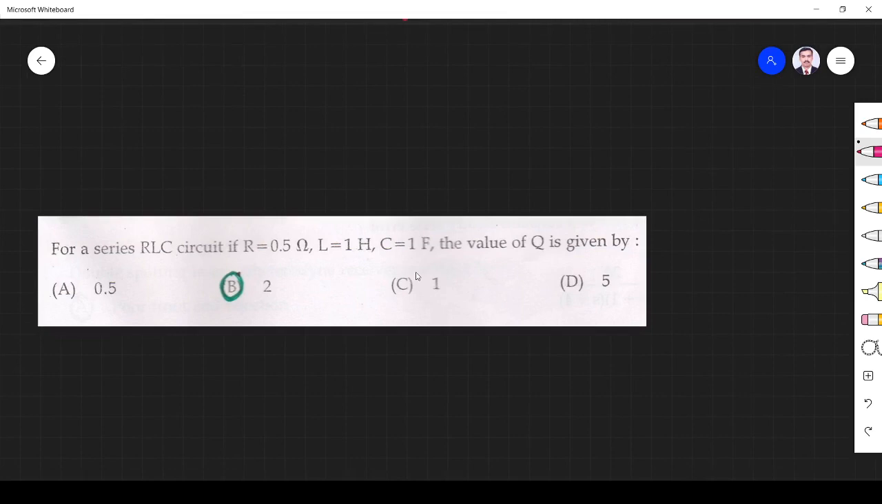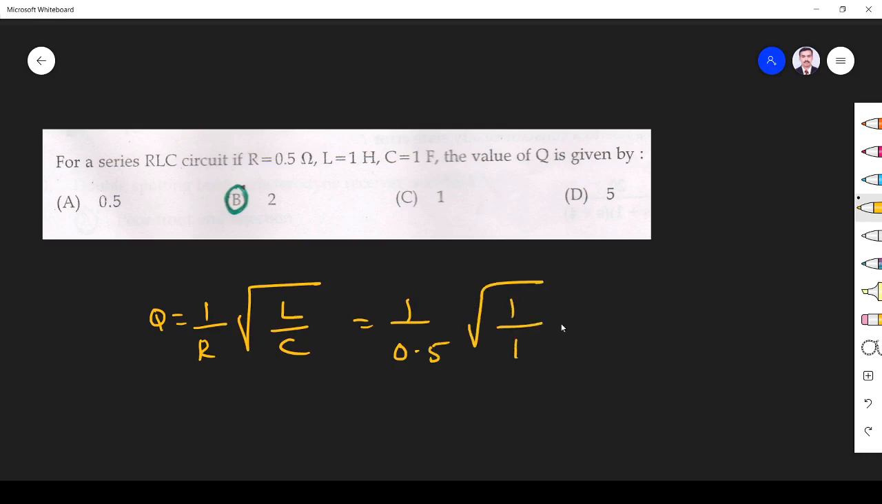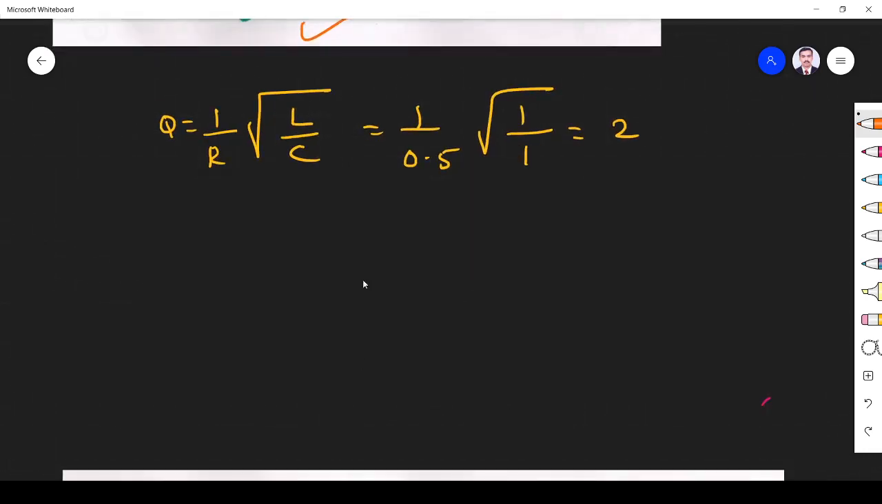Next question. For a series RLC circuit, if R is equal to 0.5, L is equal to 1, C is equal to 1, find the Q value. For a series RLC circuit, Q is given by 1 by R root of L by C. 1 by R is 1 by 0.5, L is 1 divided by 1, so that is 2. So Q is 2, the Q factor. So option B is the right answer.